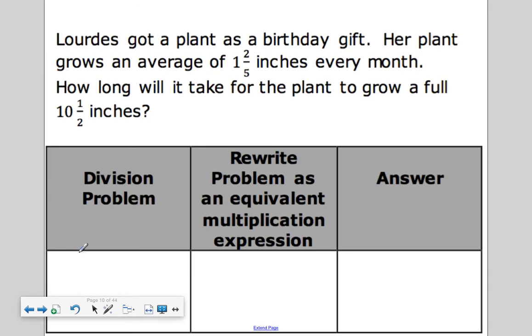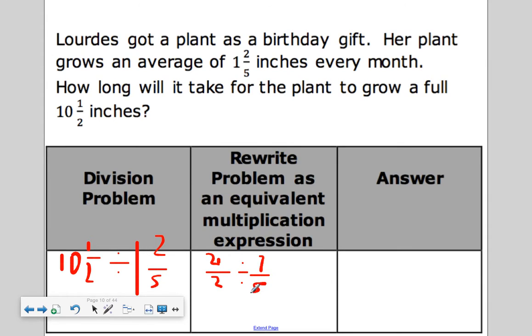Lourdes got a plant as a birthday gift. Her plant grows an average of 1 2/5 inches every month. How long would it take for the plant to grow a full 10.5 inches? So we start with 10.5 inches. We take away 1 2/5 repeatedly to see how many months that would take. So repeated subtraction is division. Looks really hard, so I'm going to keep it as improper first. That would be 21/2, divided by 1 2/5, which would be 7/5.